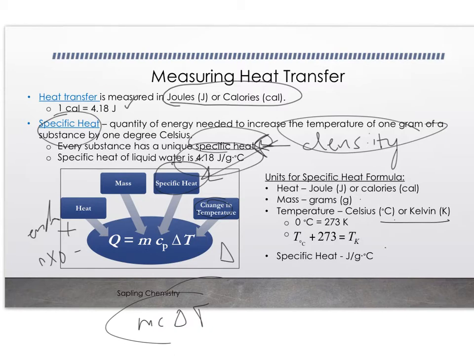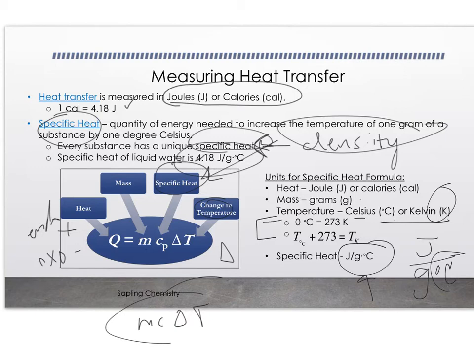Please be aware of your specific heat formula. If it's given in joules per gram, grams times degrees Celsius, then you can just use degrees Celsius. But if it's in joules per gram Kelvin, you need to be aware because you might have to convert between degrees Celsius and Kelvin. It's very simple because 0 degrees Celsius is equal to 273 Kelvin.